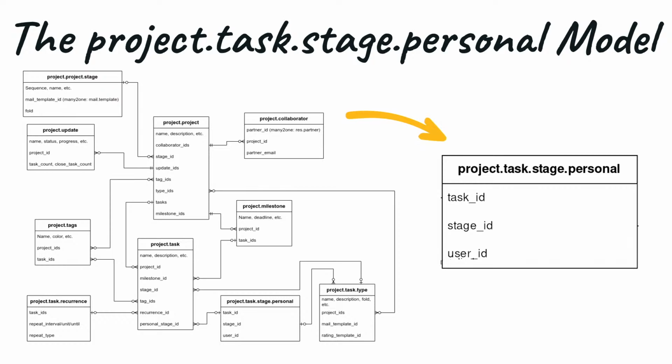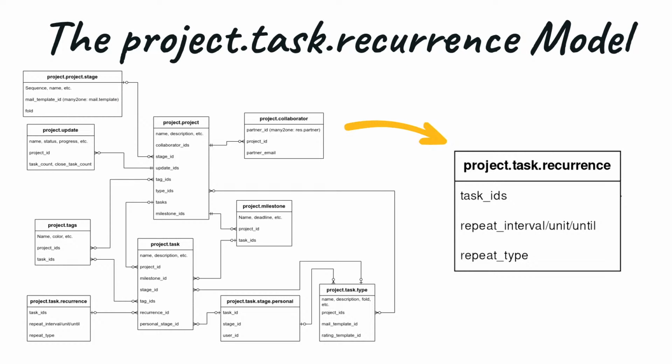They're not shared between users, even in the same project. Finally, the project.task.recurrence model basically represents recurrence configurations that can be given to tasks. These recurrence configurations can be something like repeat this task every week, basically, if we want to get a new task that is similar to a previous one.